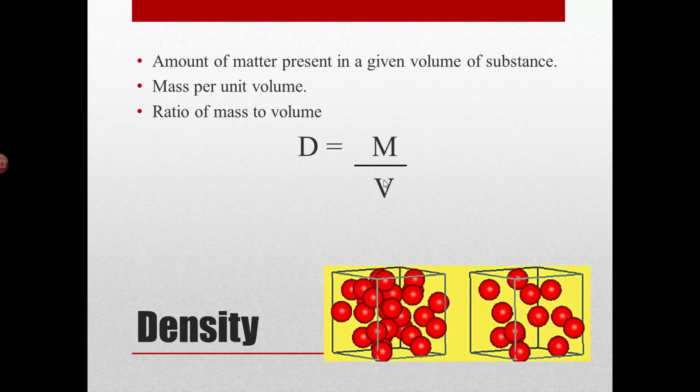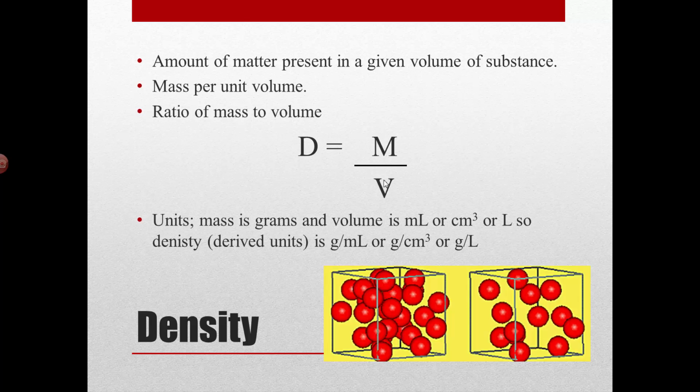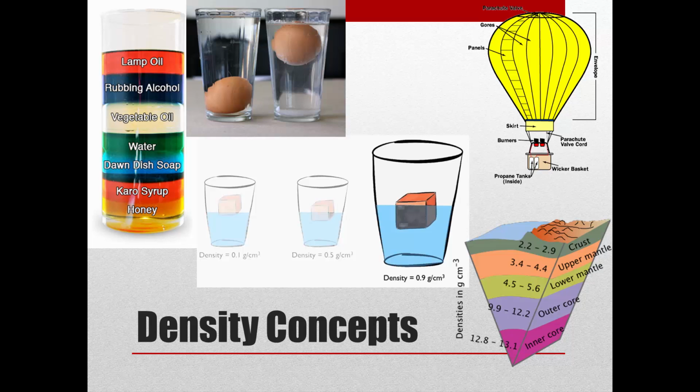Because mass units are usually grams and volume units are usually milliliters or cubic centimeters, it turns out that the units of density always wind up being grams per milliliter or grams per cubic centimeter. I'm going to cross out this grams per liter. We do see grams per liter and kilograms per liter, but not often in a class like this one. Okay, that was the mathematical concept of density. Here are some actual concepts of density.